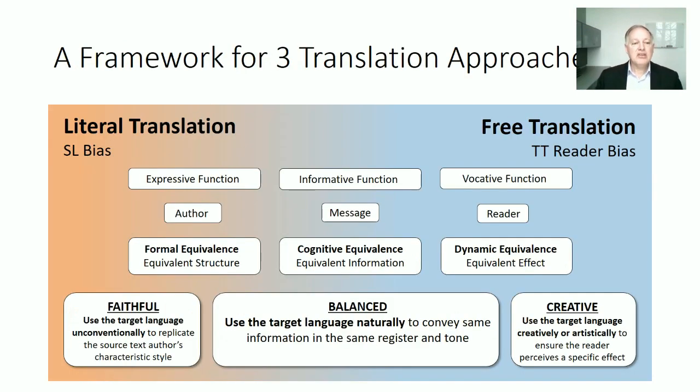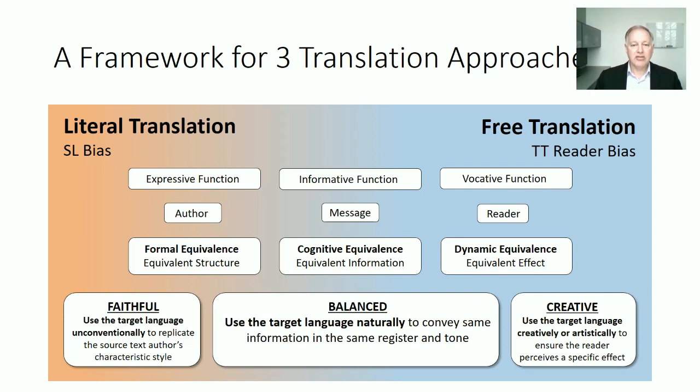So I think that these can still be mapped onto, I sort of have this orange side, which is more literal translation or source language bias, and the bluer half, which is the free translation side of the spectrum, where what's important is the target text reader expectations, right? And so at the bottom, again, I've mapped these onto there. You have the faithful on one extreme, where really what's important is formal equivalence, the author's characteristic or idiosyncratic style. This correlates to the expressive function, primary function of language.